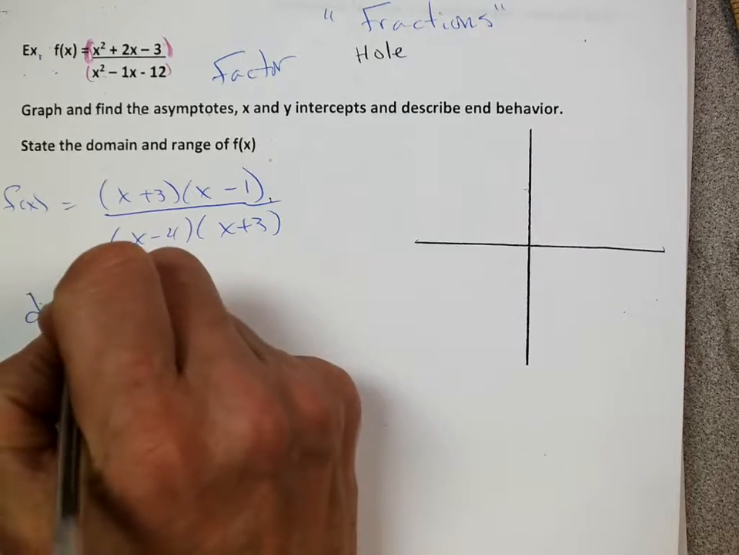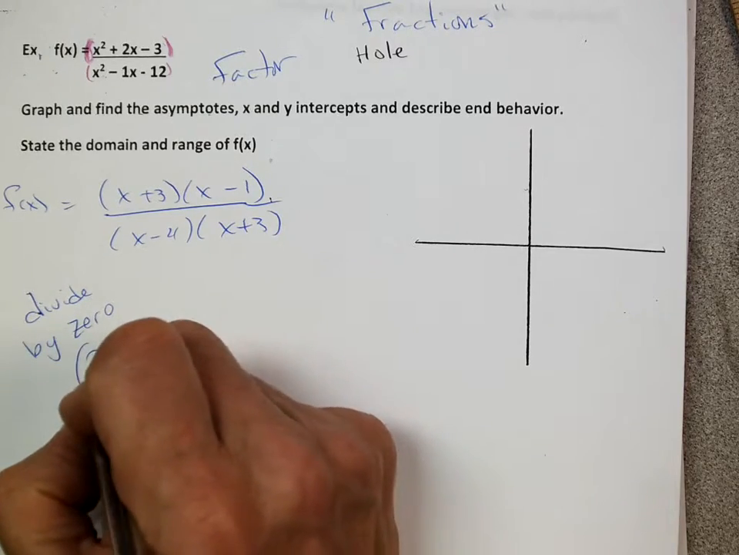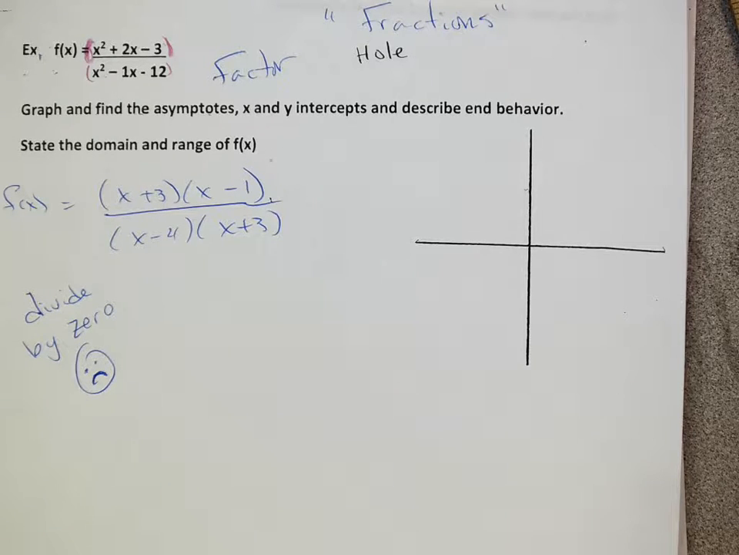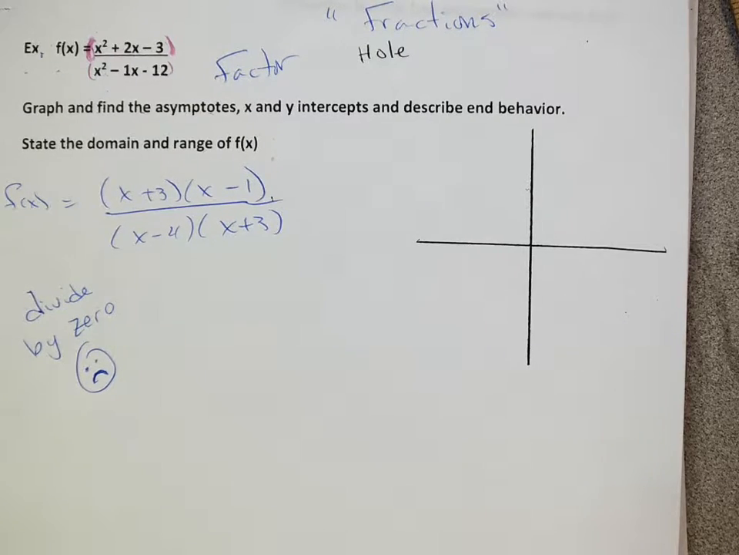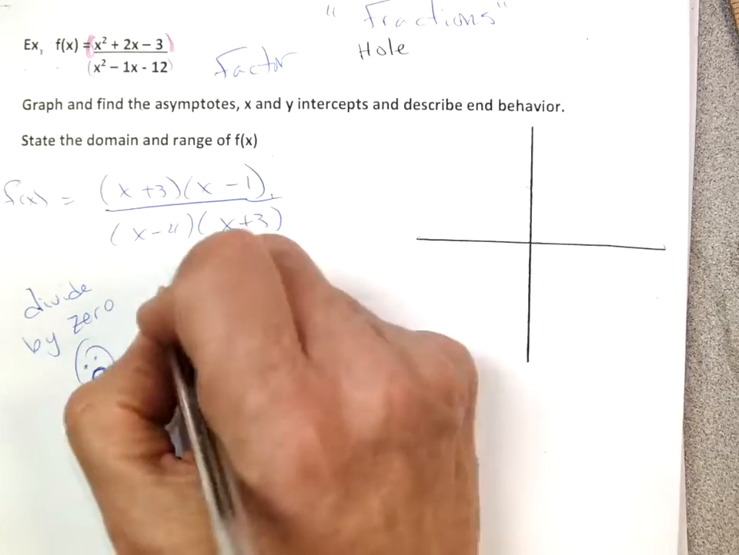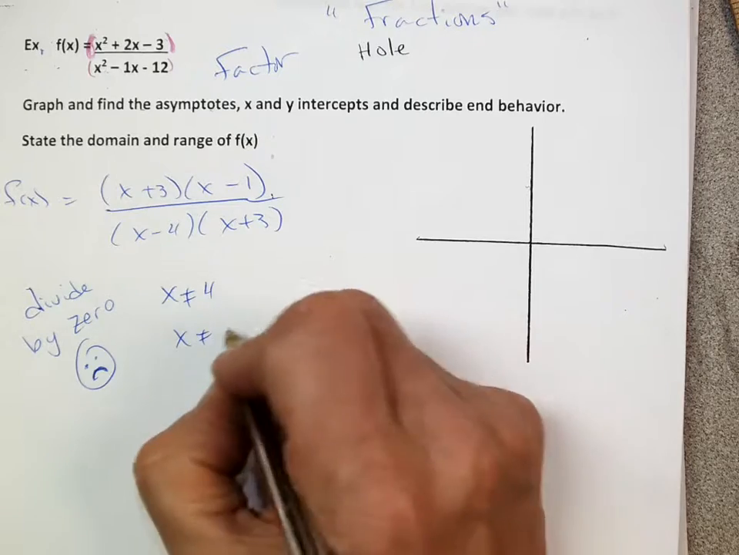Divide by 0, frowny face. Okay, you okay with frowny face? Sad, sad, sad. Cookie Monster sad. He's getting his asymptote kicked. Poor Cookie Monster. So here's what we know. X cannot equal 4 and x cannot equal negative 3, right?